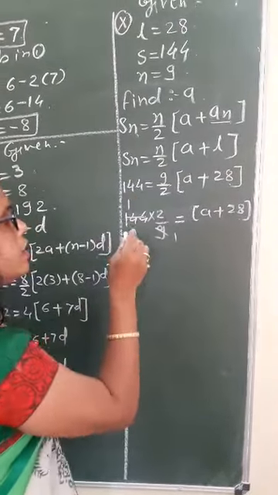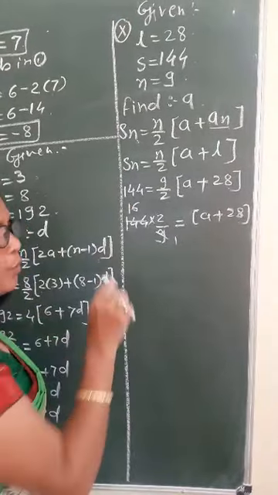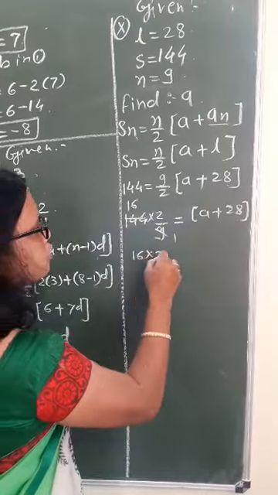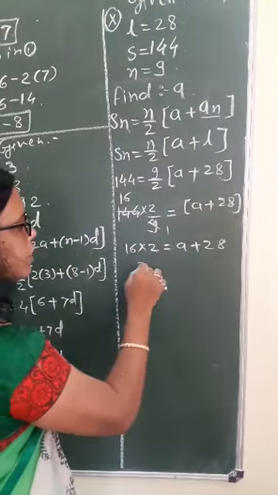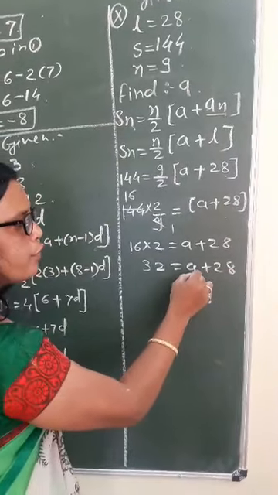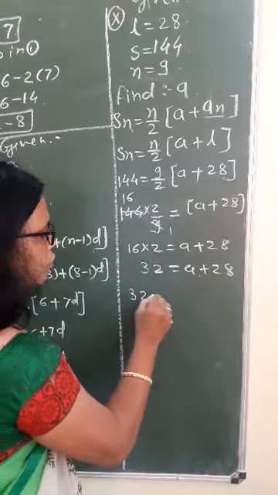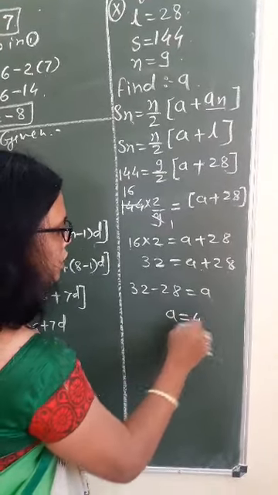9 ones are 9, 9 fives are 45, 9 sixes are 54, and we will get 16 into 2 which is equal to a plus 28. 16 twos are 32 which is equal to a plus 28. We have to find the value of a. We will shift: 32 minus 28 which is equal to a. So value of a we got here is 4.